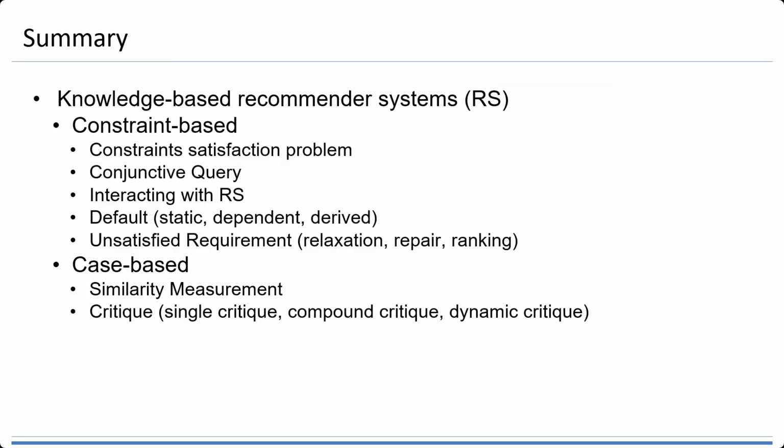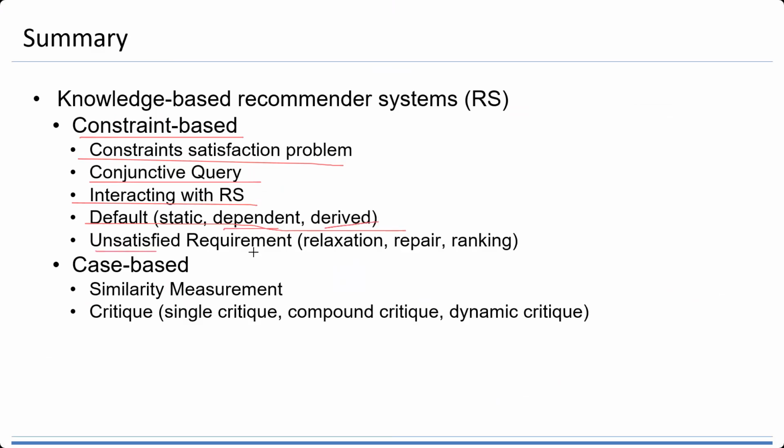Okay, then this is the summary. We learned about the knowledge-based recommender system. We know about the constraint base. For the constraint base, we learned about the constraint satisfaction problem, how we leverage the constraint. We learned a little bit about the conjunctive query without the query in SQL, and interacting with the recommender system. We learned about default. Whenever we have the knowledge, we can provide the default to the users.